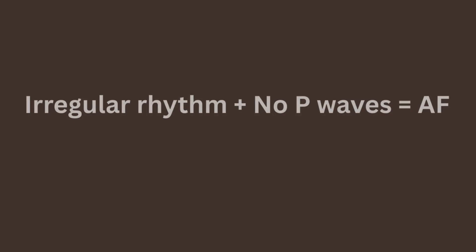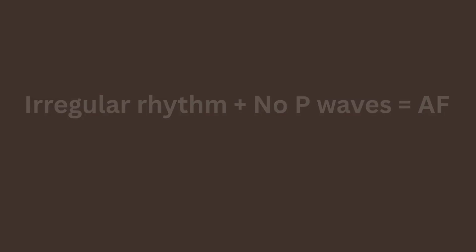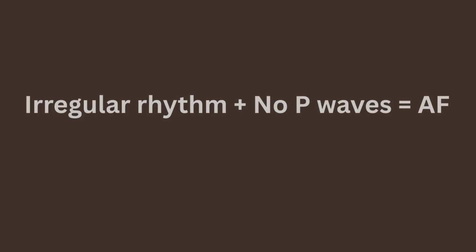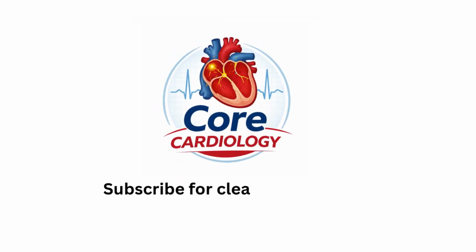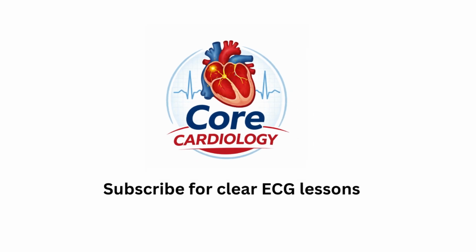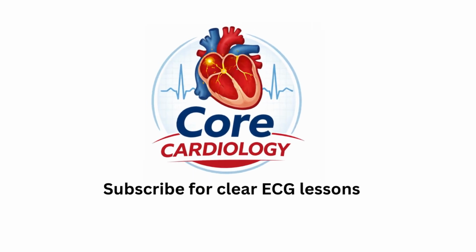Here is a simple rule to remember. If the rhythm is irregular and P waves are missing, assume atrial fibrillation until proven otherwise. This single rule will help you in exams and in real emergency situations. In the next video, I will show you how to differentiate atrial fibrillation from atrial flutter on ECG in seconds.